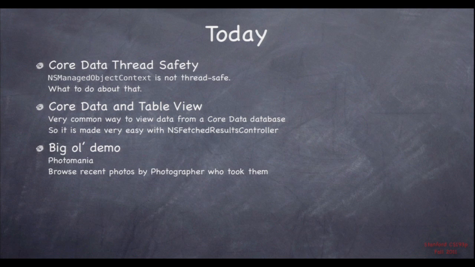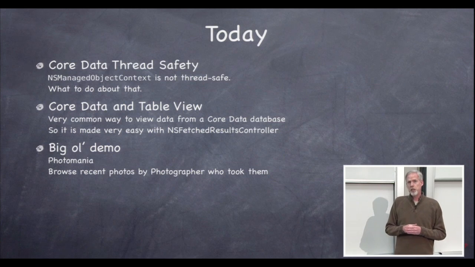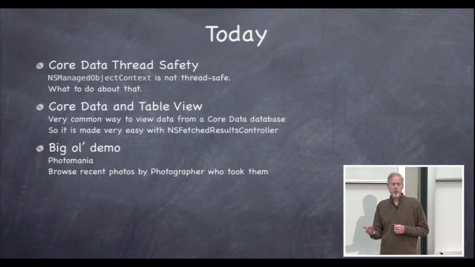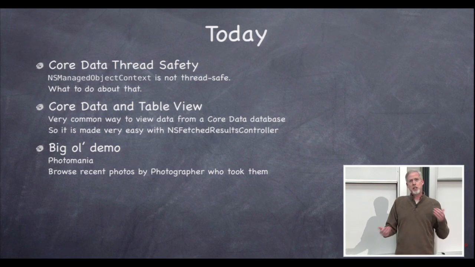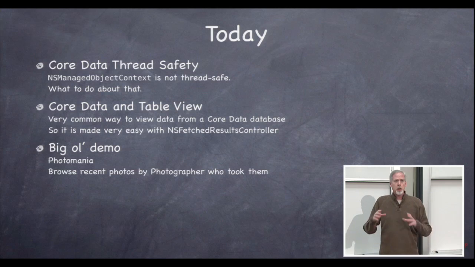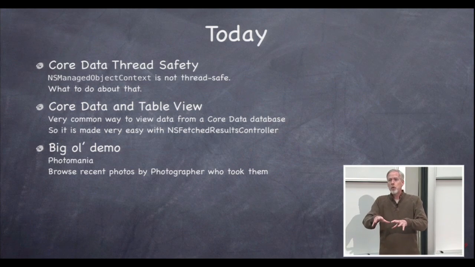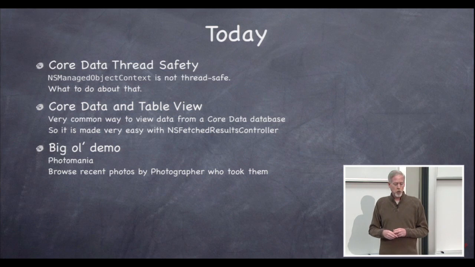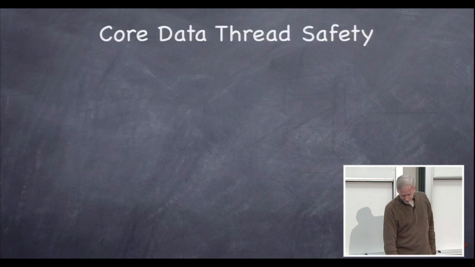First, I'm going to have one slide where we're going to talk a little bit about Core Data's thread safety, because you have a multi-threaded app in assignment 5, and you're going to be doing some stuff in assignment 6, and you want to make sure you understand what you can do in another thread and what you can't. Then we're going to talk about core data and table views. Table views are one of the most common ways to look at data that's stored in a core data database, and so there's some magic in iOS to make that just happen automatically. And then the big old demo.